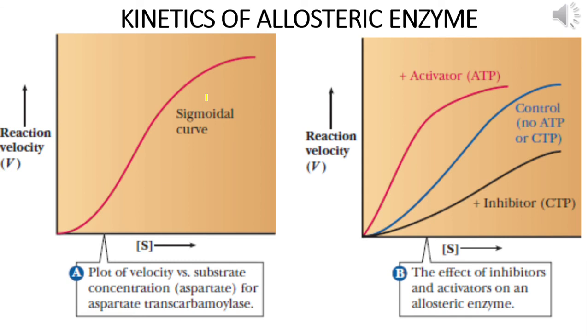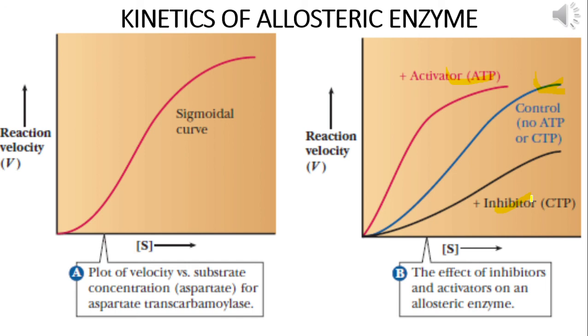How does the reaction kinetics look when allosteric modulator is present in the reaction medium? The first graph is a typical sigmoid curve. Allosteric modulator is not present. In the second graph, there are three plots. In the middle blue plot, allosteric modulator is not present. In the upper red plot, allosteric activator is present. And in the lower black plot, allosteric inhibitor is present.